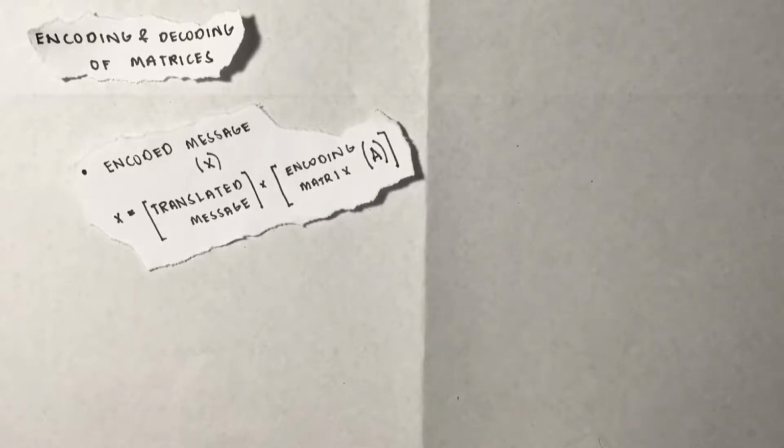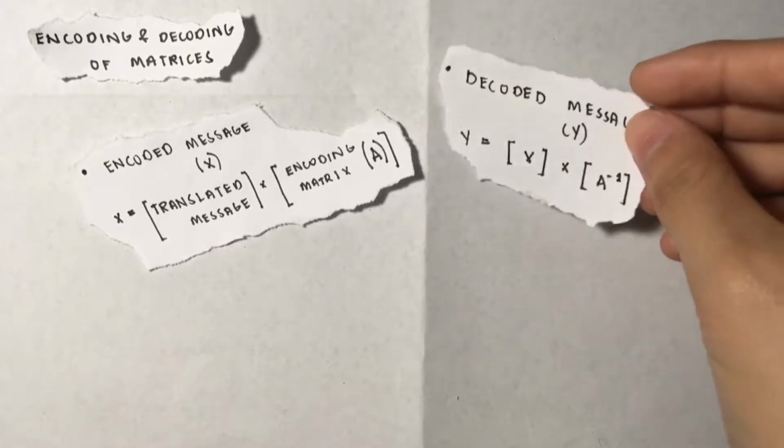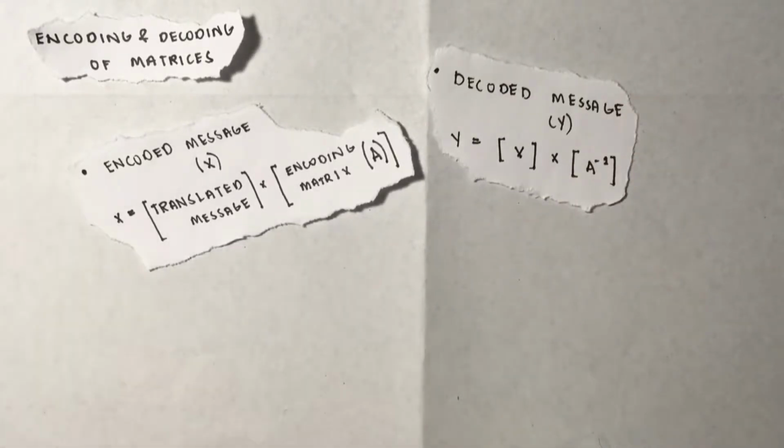Hola! So today we will be talking about the encoding and decoding of matrices. First off, the formula for the encoded message, x, is equal to the message multiplied by the encoding matrix, or A. Alongside this, we also have the decoded message, y, which is equal to x, the encoded message, multiplied by the inverse of the encoding matrix.